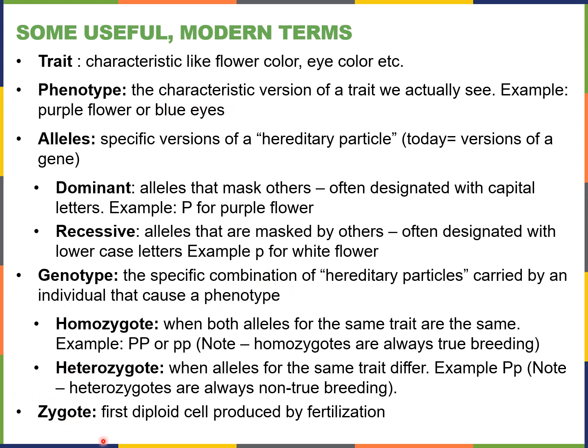All right, and last we have zygote. Zygote means the first diploid cell produced by fertilization. We've gone over that a little bit, but basically you have haploid cells, your gametes, your sex cells. So one sperm and one egg, when they get together and fertilize, produce something called a zygote, which will later turn into an embryo, a fetus, and then a child, and then an adult.